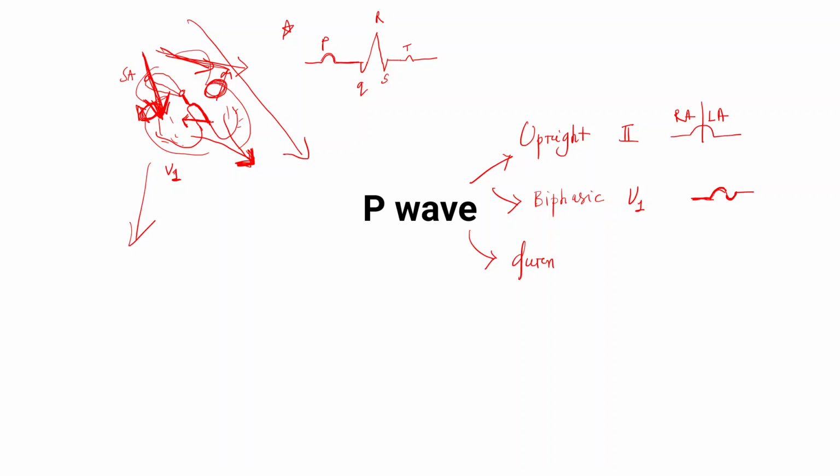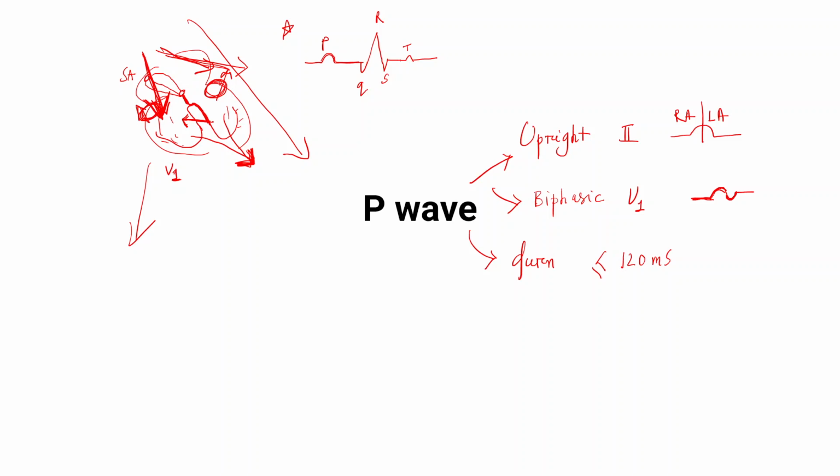Next, about the duration. Duration will be less than or equal to 120 milliseconds. I already told you, one small box is 40 milliseconds or 0.04 seconds. So P wave duration will be less than or equal to 3 small boxes.